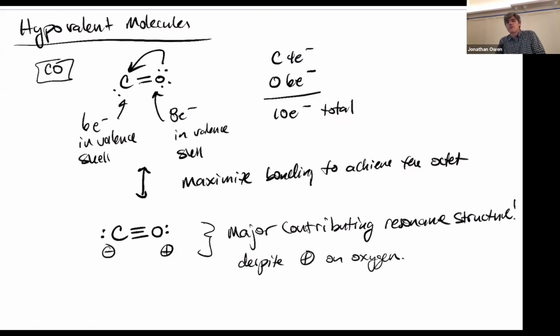Okay, so hypovalent molecules put you in this awkward position where you end up drawing formal charges that are maybe counterintuitive. This is an example. But it's very important to try and maximize the bonding to get to an octet. And hypovalent molecules like carbon monoxide and boron trifluoride do that kind of thing. There's an empty orbital on the carbon looking for some electrons to get to an octet.